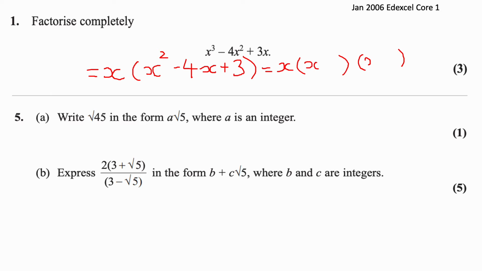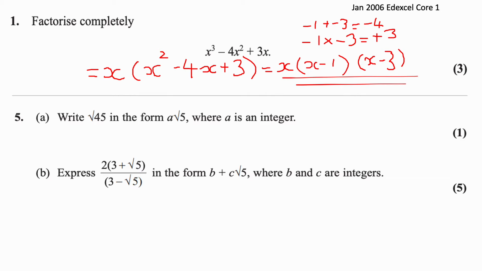So my only combination for that will be 1 and 3, so it'd be minus 1 and minus 3, because negative 1 add negative 3 gives us negative 4, and then negative 1 multiplied by negative 3 gives us positive 3, guys. So that is our final answer.